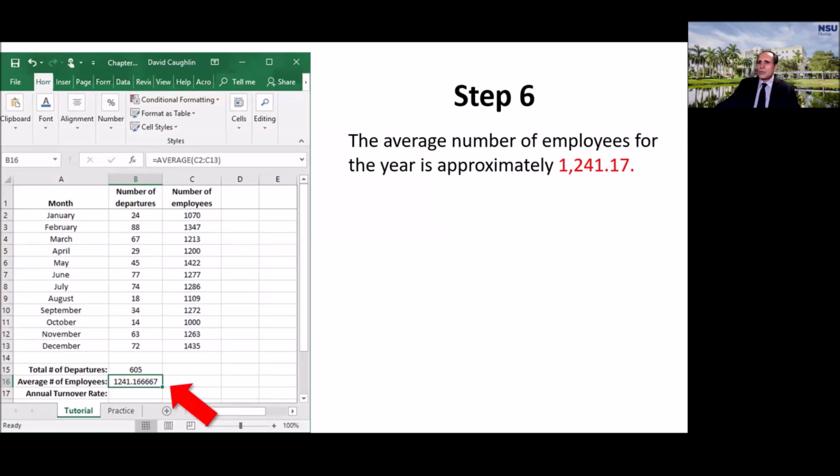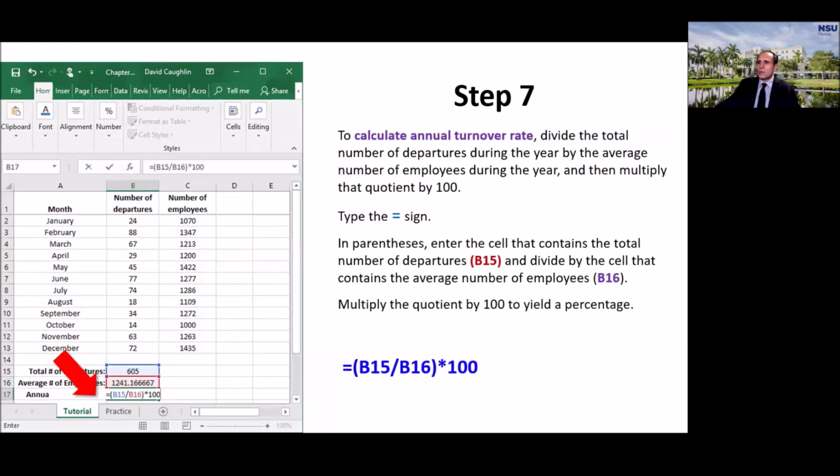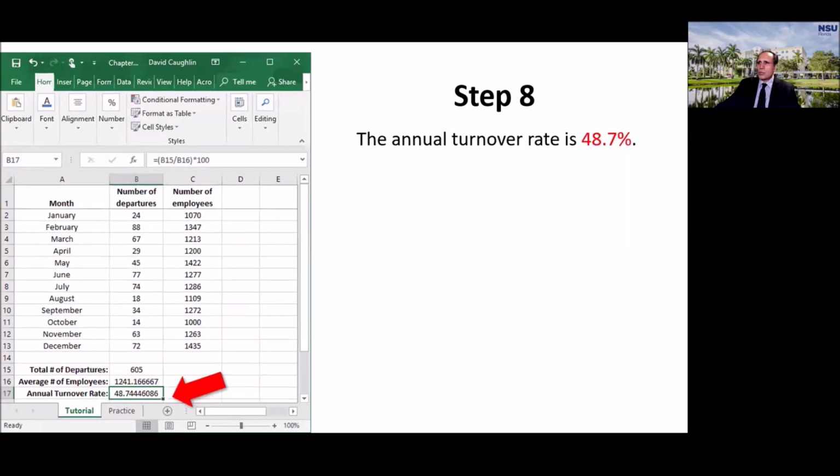And finally, you need to calculate the annual employee turnover rate. In this case, you would put the equal sign and then cell B15 divided by B16, multiplied by 100 in order to get the ratio, which should be about 48.7% annual turnover rate in this example. As you can see, it's not that difficult to calculate turnover rate, but you need to have data that is accurate, that is correct, and that actually helps you analyze the data and share the percentage.